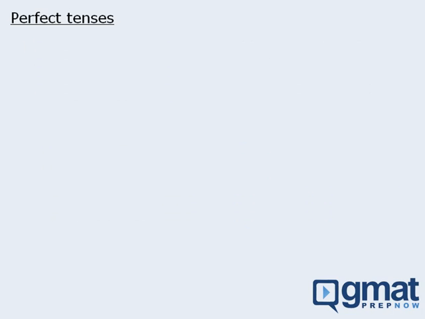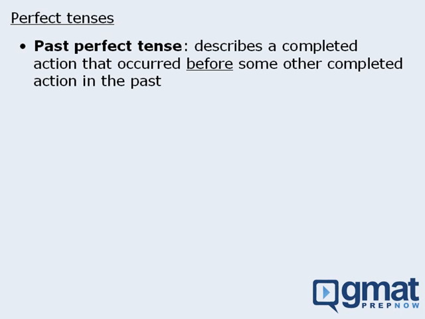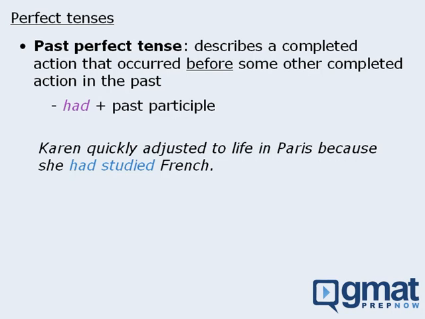Now let's examine the past perfect tense. We use this tense to describe a completed action that occurred in the past before some other completed action also occurred in the past. To create this tense, we combine the word had with the past participle of a verb. Consider this example. Karen quickly adjusted to life in Paris because she had studied French.